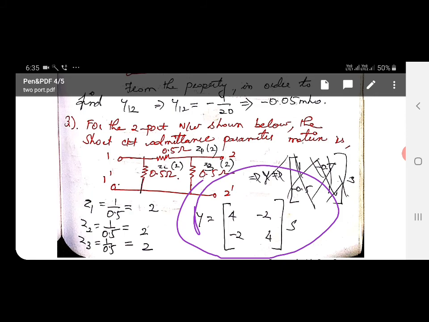In this question they are asking only for the admittance matrix, so this will be the answer. We can solve the next problem in the next video.